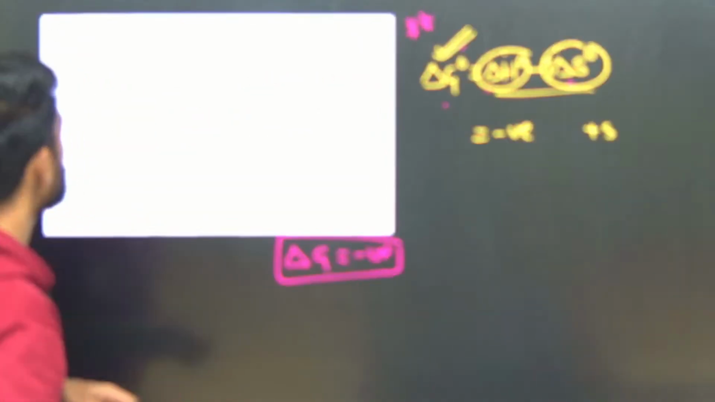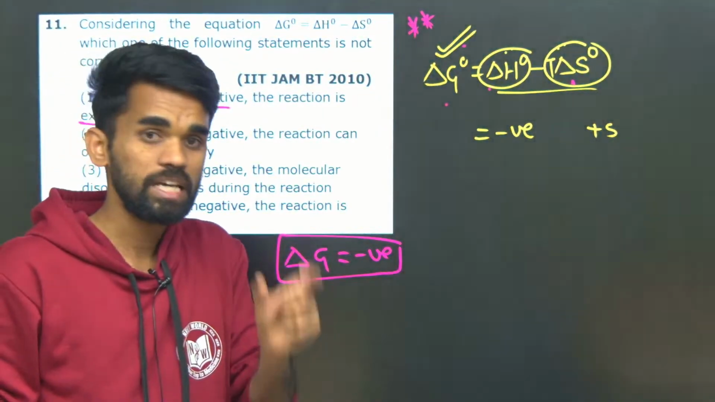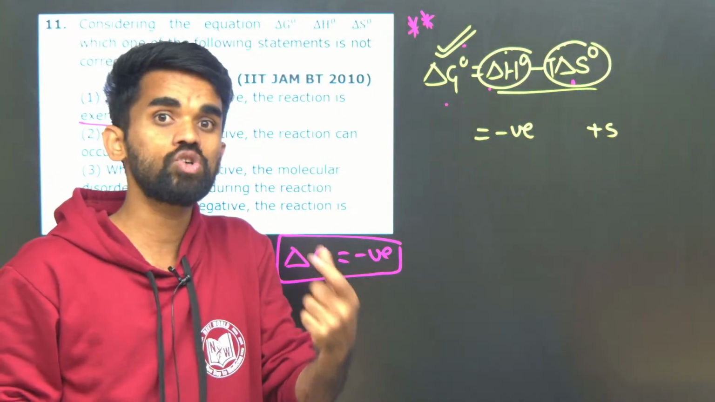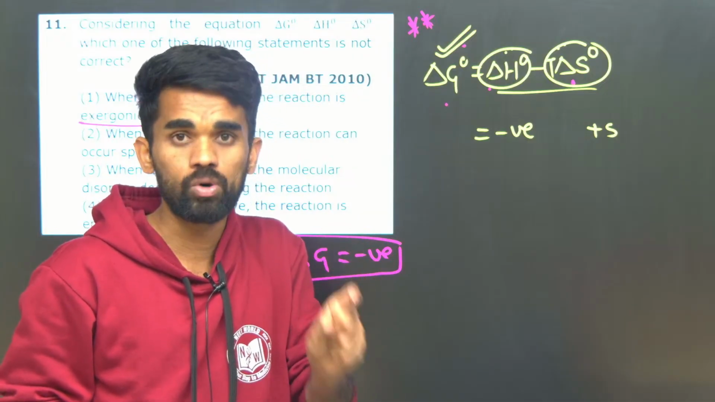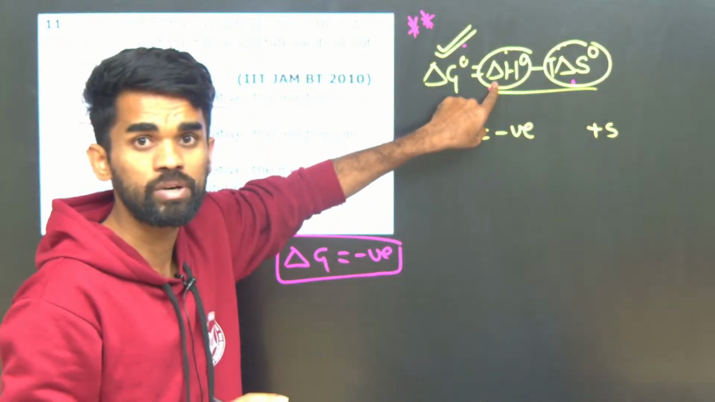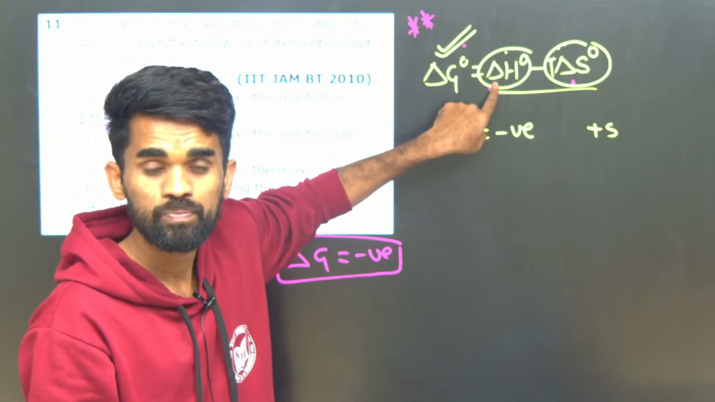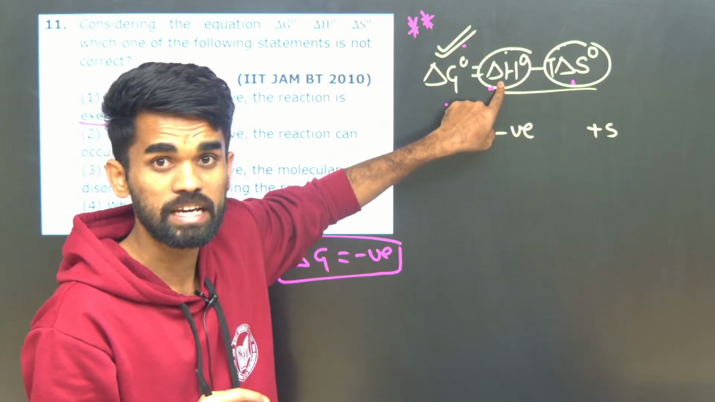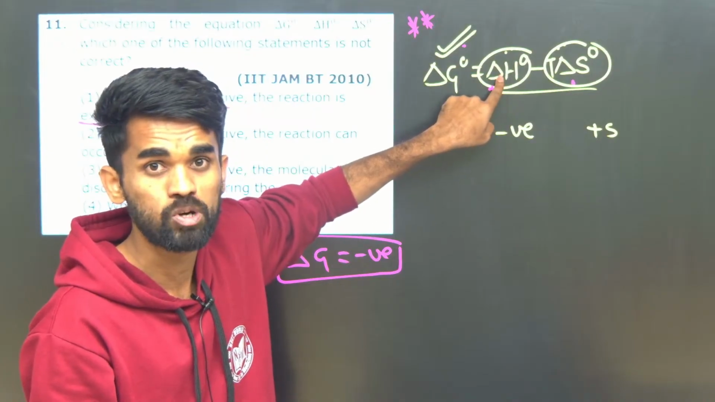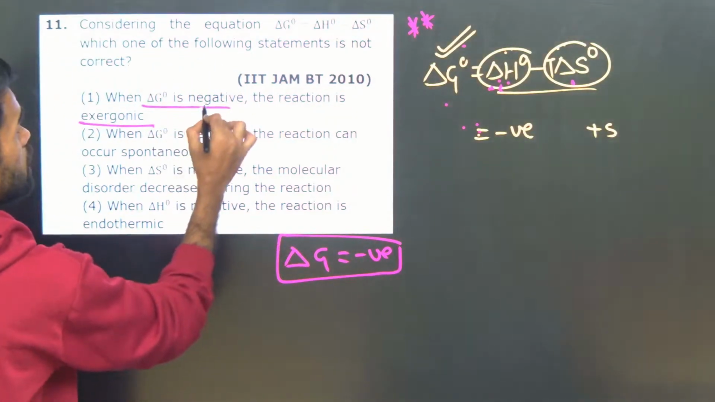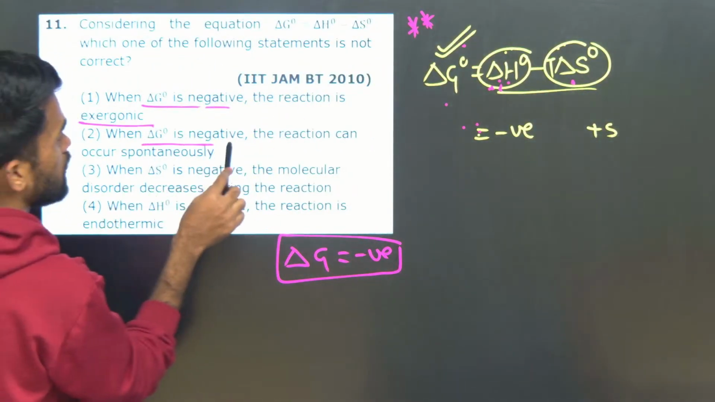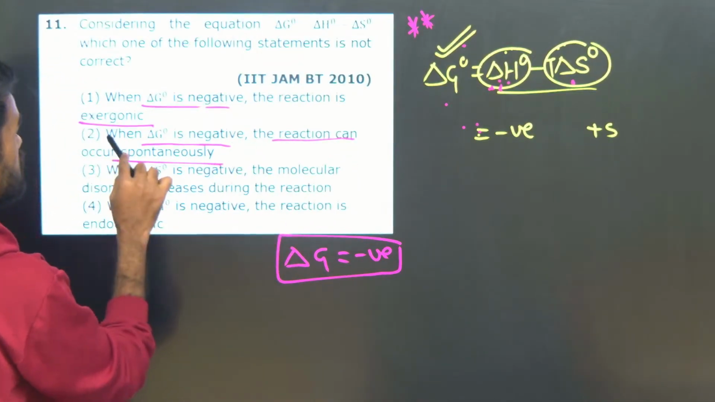Look at the options. When delta G is negative, the reaction is called exergonic. Yes, if delta G is negative, it is exergonic. If it is positive, endergonic. And if delta H is negative, it is exothermic. If delta H is positive, endothermic. You can remember these terms which I used. Okay, this is correct. They are saying not correct. When delta G is negative, the reaction can happen spontaneously. Yes, this is also correct.